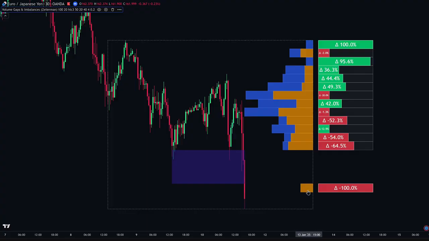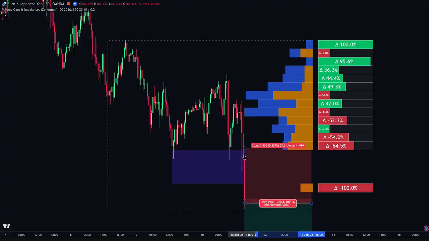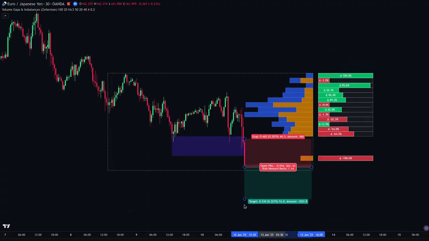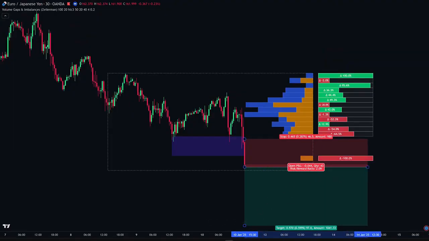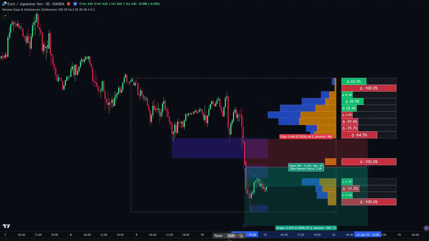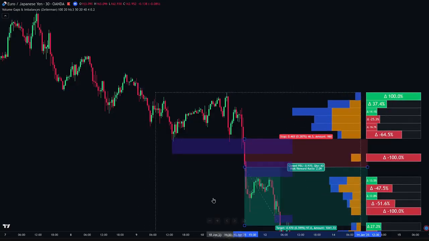So to trade this setup right now, if all these conditions are met, which is the orange profile over here, the red delta over here, and price closing below the inefficiency zone, then we can actually enter our sell position right now. We place our stop loss at the inefficiency gap over here, and then we can target a 1-to-2 risk-to-reward ratio for this trade. And if you allow this trade to play out, you can see that the trade hits our profit target over here.